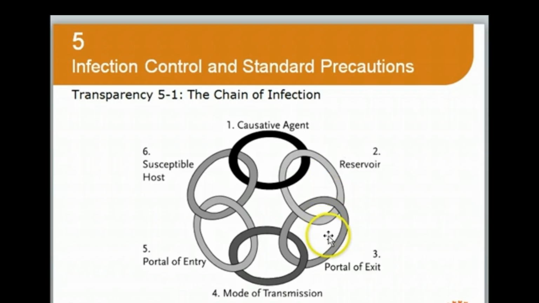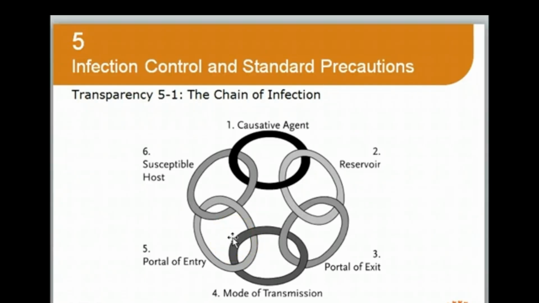Then it needs some kind of portal of exit. In infection control, we talk a lot about droplet transmission or contact transmission. There's some way that organism is getting out of their reservoir. Modes of transmission, just gave you a couple of examples. So once it's resided somewhere, it's exited, and now it's transmitted to another potential host.